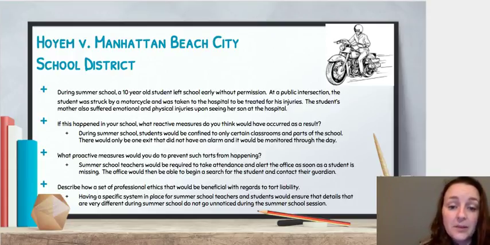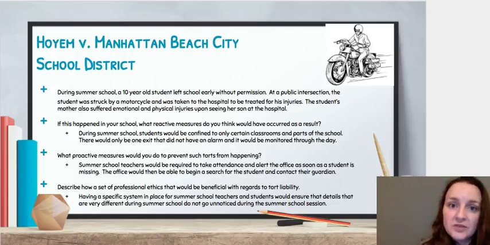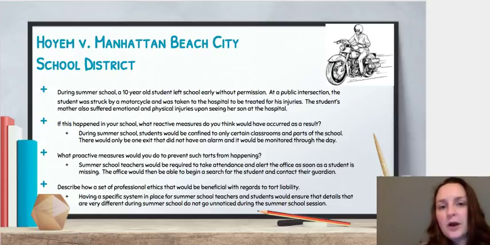So if this happened in my school, the reactive measure would be to take a look at our summer school procedures and see if we can keep the students confined to only a certain number of classrooms in the school, and then only have one exit that didn't have an alarm on it. So if a student went out a side door, an alarm would be sounded, then we'd know that somebody has left the building. The exit that didn't have the alarm would be the main entrance for any students coming in tardy, parents picking up students, anything like that.